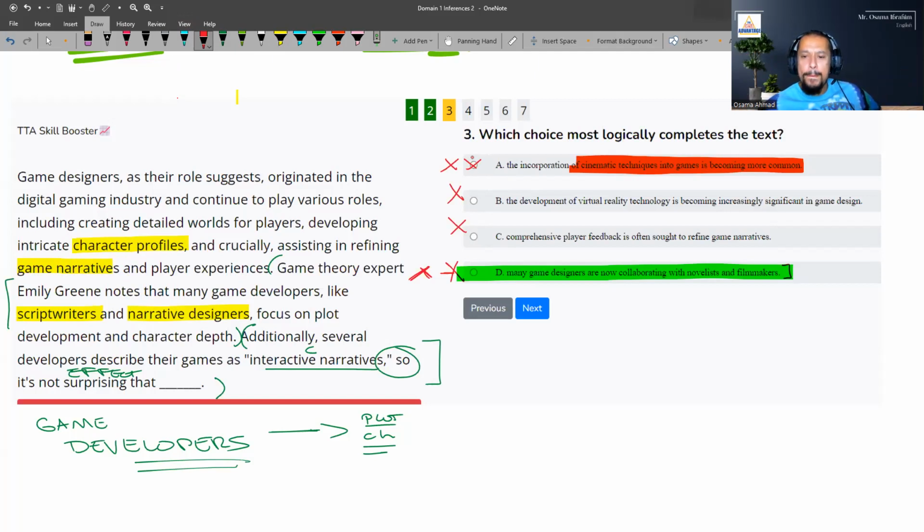Answer B says that the development of virtual technology is becoming increasingly significant in game design. He didn't say anything in the paragraph about virtual reality. Okay, off topic. So it's off topic too, yeah.